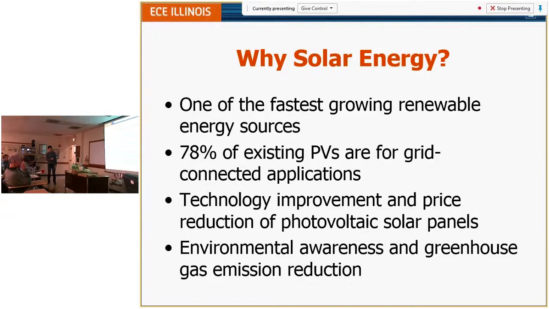And lastly is environmental awareness and greenhouse gas emission reduction. Like Professor Gross always says, the power system is a game for politicians to play. So the energy sector is always going to be there. So I think the solar panel is going to get a lot of attention in the future.